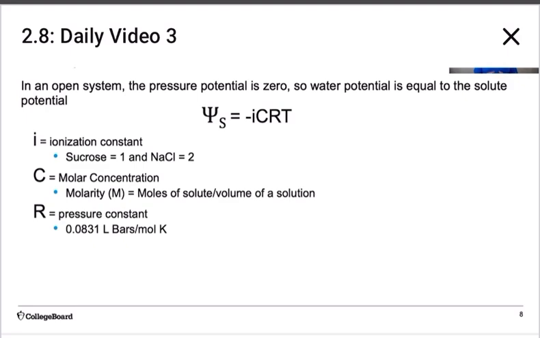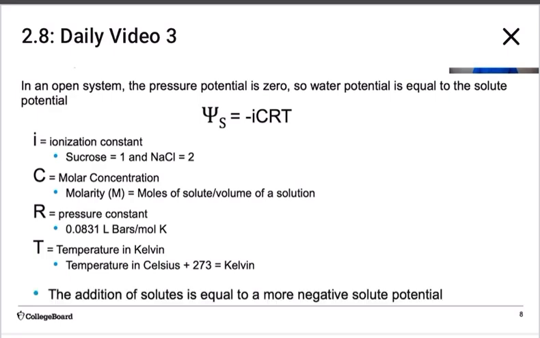So how much sugar is in water? R is equal to a pressure constant of 0.0831. That number is located on the formula sheet. And finally, temperature is in Kelvin, so you take the temperature in Celsius plus 273 and then plug it into the formula. However, an important thing to remember: the addition of solutes is equal to a more negative solute potential.